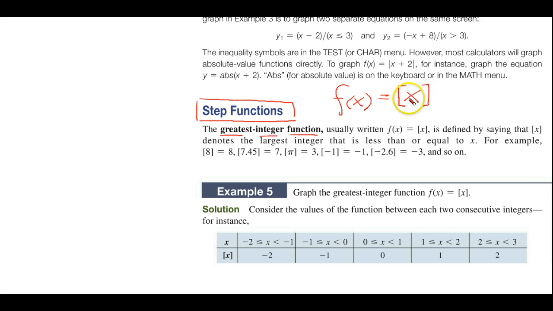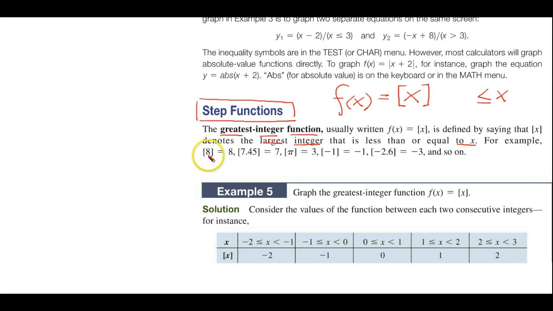So this designation, a bracket around the x, is defined by saying the greatest integer function denotes the largest integer. Remember, integers are whole numbers and their negative values, that is less than or equal to x. So less than or equal to x. And here are the examples.